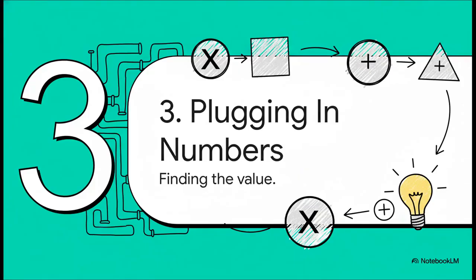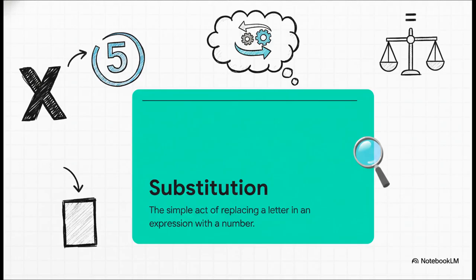Awesome. So now we know the rules for writing these things, but what can we actually do with them? Well, this is where the fun starts. We can figure out what these expressions are actually worth, and we do that by swapping out the letter for a real number. This process of swapping has a special name. It's called substitution. I know, it sounds like a big, fancy word, but all it means is to put in place of. We're literally putting a number in place of the letter. That's it, nothing more to it.